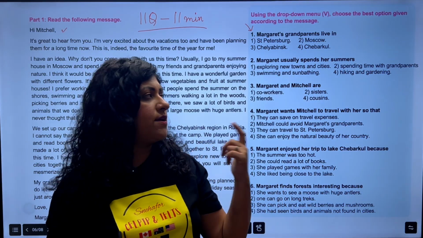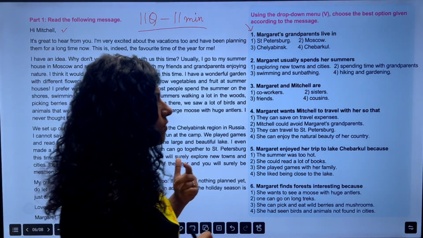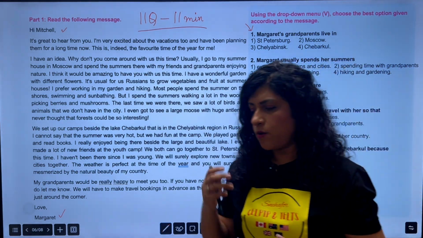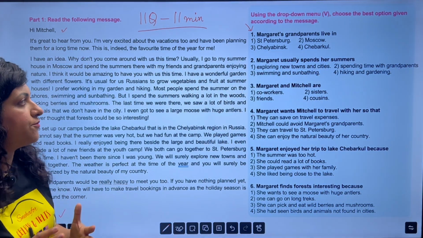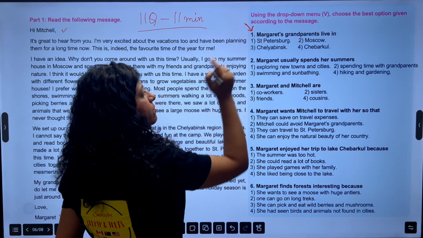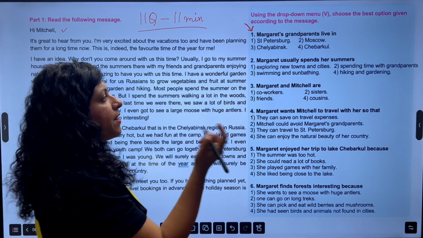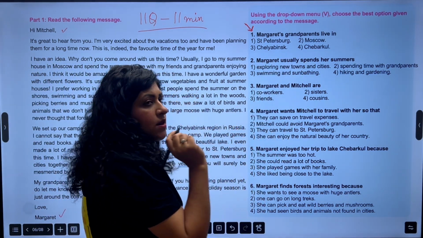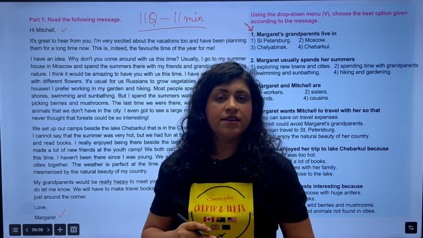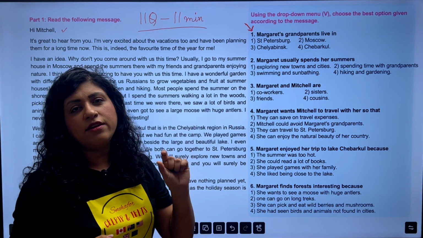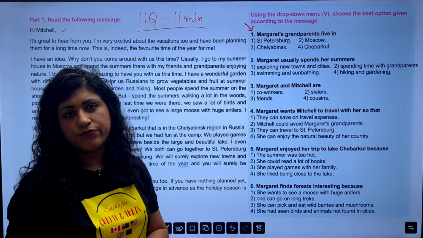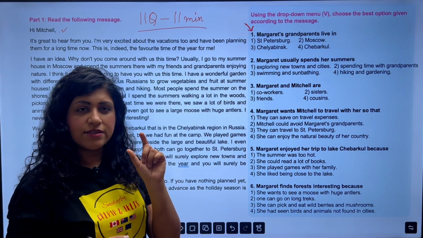All right. So now let's begin with how you should actually solve part 1 of reading. When it comes to part 1 of reading, directly come to the questions. As I said, read question number 1: Margaret's grandparents live in. Now, this is a specific detail type of question because here the question is asking only for that place where Margaret's grandparents live. It's asking about that specific detail.